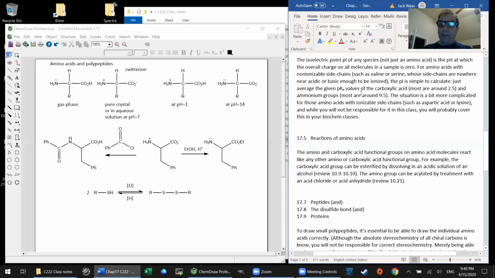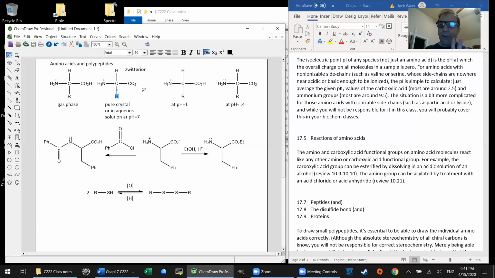As I point out here in the class notes, where I define the isoelectric point, it's abbreviated as PI. It does not have to be an amino acid. It doesn't have to be a biochem thing in particular. You can consider the PI of any ionizable species. And it's defined as the pH at which the overall charge on all of the molecules in the sample is 0.